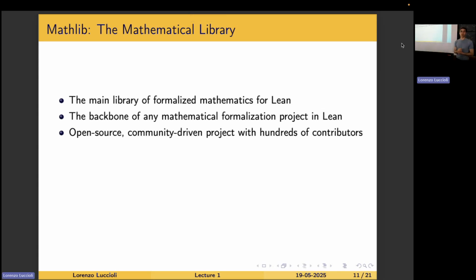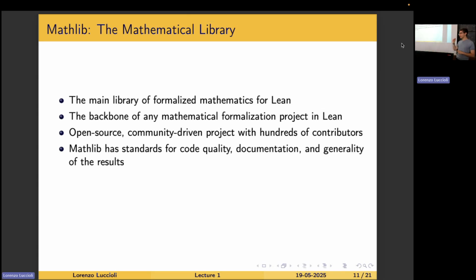It's an open source project also, so it means that everyone can see it. It's community driven, which means that everyone can contribute to it. It's a very welcoming project, so if you want to contribute to Lean, the community will help you get up to speed to write code that's suitable for Mathlib. And right now it has more than 500 contributors that have actually put some code, some mathematics into Mathlib.